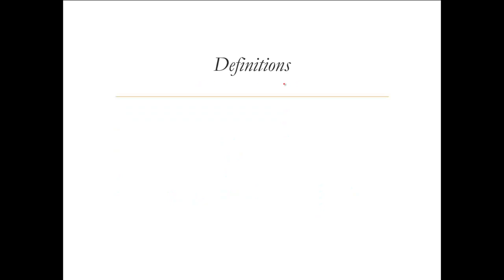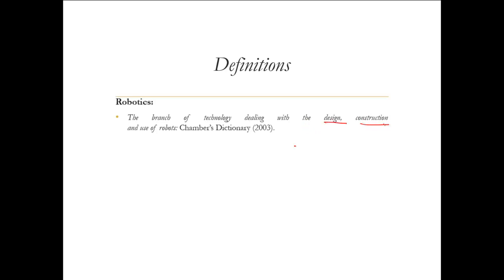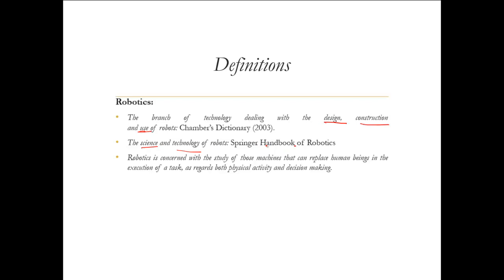All right, let's talk about some of the definitions that are very popular. Robotics is defined by Chambers Dictionary as a branch of technology that deals with the design, construction, and use of robots. So obviously design, construction, and the use is important in this case. It's defined as the science and technology of robots by Springer Handbook of Robotics. Robotics is concerned with the study of those machines that can replace human beings in the execution of a task as regards both physical activity and decision making.